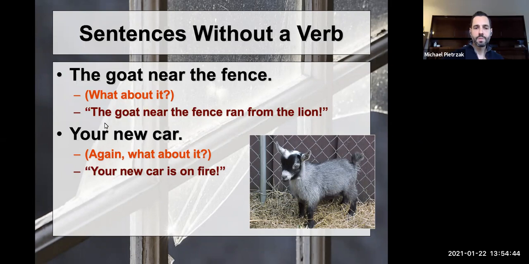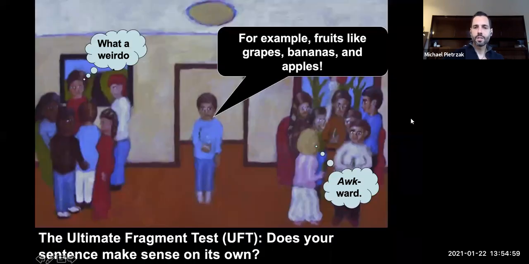Yeah, I mean, what's missing here? What about it? Your new car. If someone came and said to you, your new car. Well, if they said your new car is on fire, now you're getting something, right? Okay, now we have the verb, which is basically on fire. That's the action.